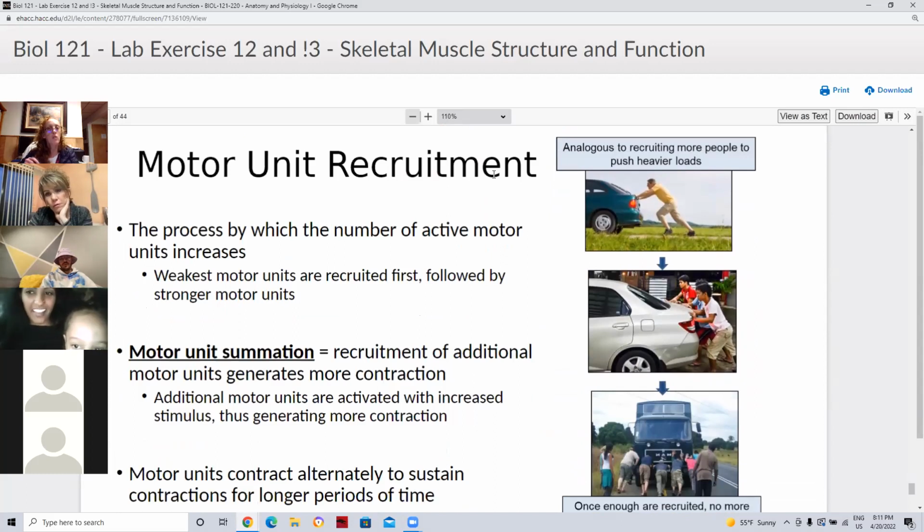So motor unit recruitment is a process by which the number of active motor units increases. The weakest motor units are recruited first, followed by stronger motor units. Motor unit summation is when the recruitment of additional motor units generates more force or more contraction.